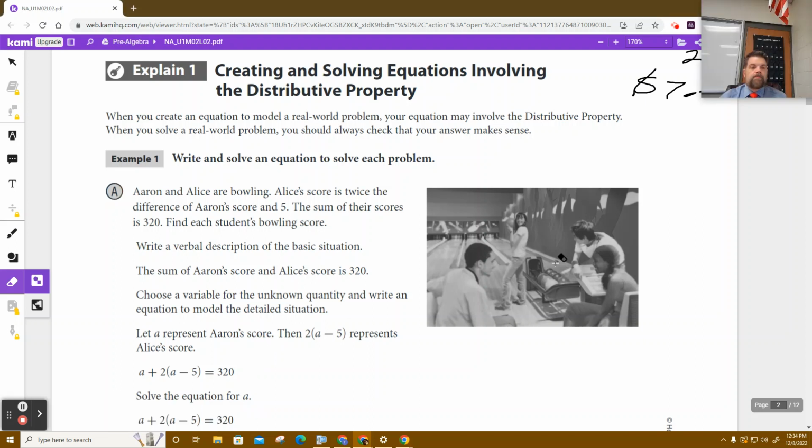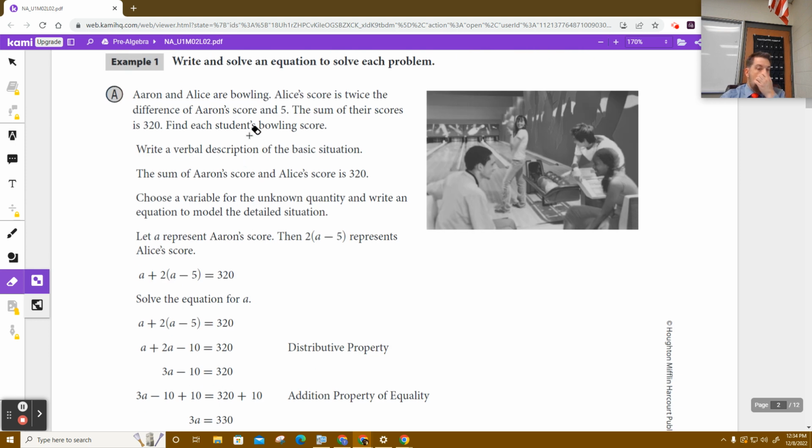All right, so for example number 1, then, it says when you create an equation to model a real-world problem, your equation may involve the distributive property. When you solve a real-world problem, always check your answer to make sure it works. So we didn't really solve to see if 720 works on the last one. So that's one extra step we're gonna add.